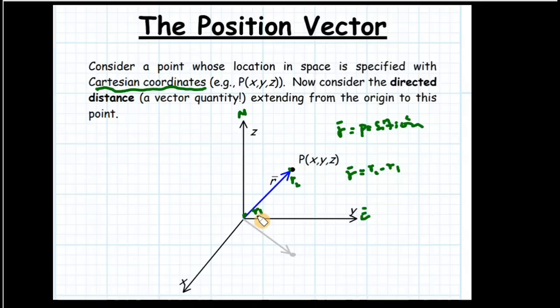So if we know the final position and initial position, we can find this distance. Now that's why it is called directed distance. Of course, this is a displacement. So a directed distance is what? A displacement.